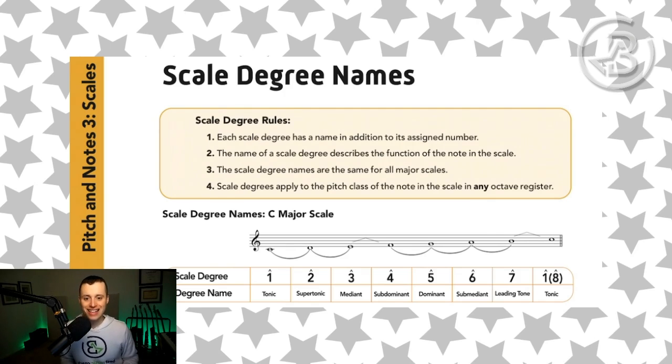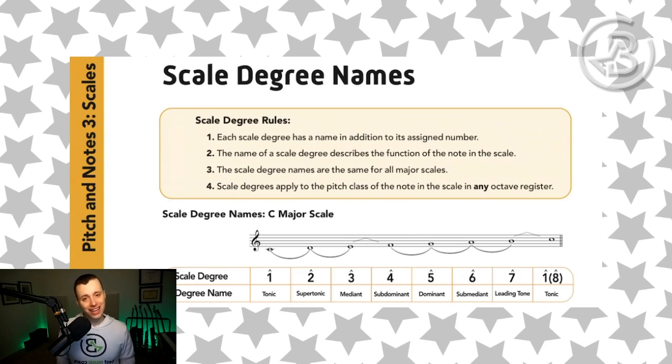Each scale degree has a name in addition to its assigned number. The name of the scale degree describes the function of the note in the scale, and we will unpack that at another time. The scale degree names are the same for all major scales. So scale degree 1 for a C major scale is C. Scale degree 1 for G major scale is G. We're not calling it 1C or 1G. We just call it scale degree 1.